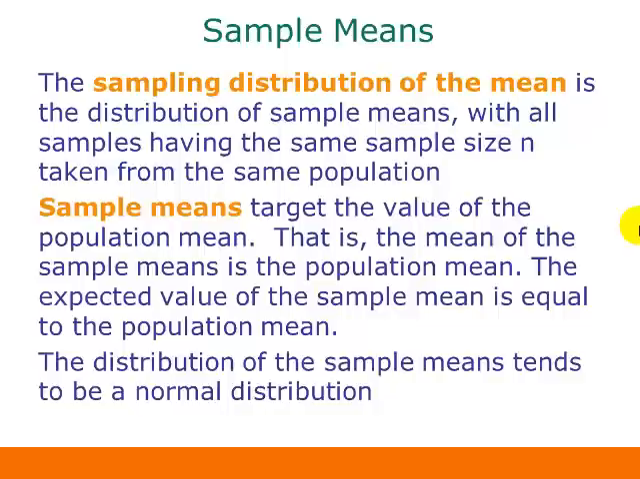The thing about sample means is that they target the value of the population mean. That is, the mean of the sample means is the same as the population mean. Another way to think about this is that the expected value of the sample mean is equal to the population mean. If we look at the distribution for the sample means, it tends to be a normal distribution.